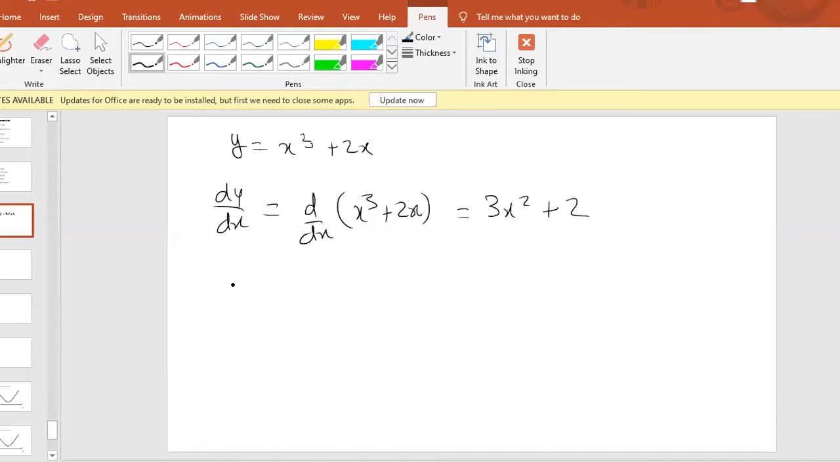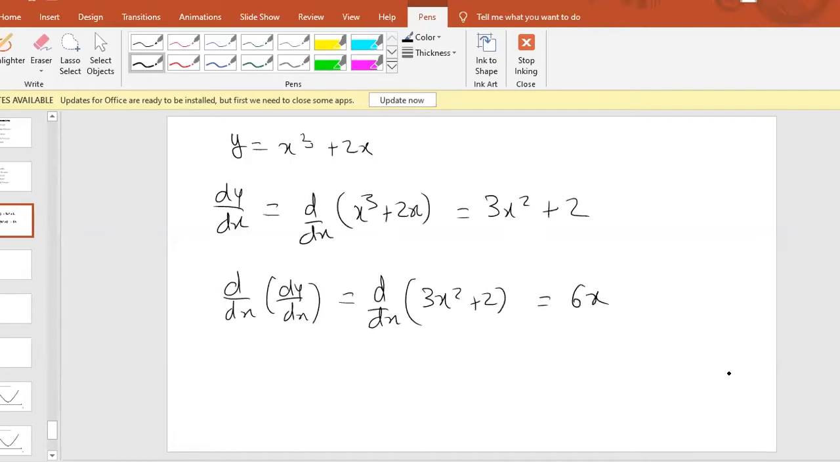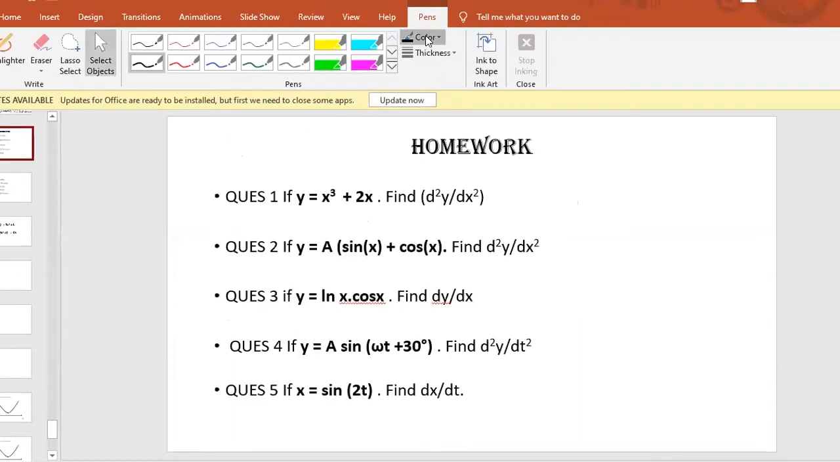Then we again differentiate this, d by dx of dy by dx. It would be what? d by dx of, what is the value of dy by dx? That is 3x square plus 2. So it would be 6x, because differentiation of constant is 0. So the answer for the first problem is 6x.